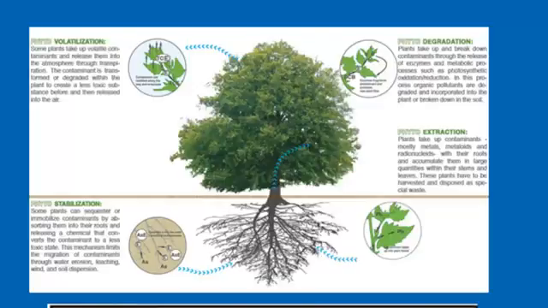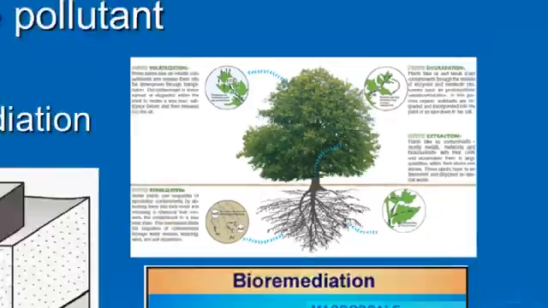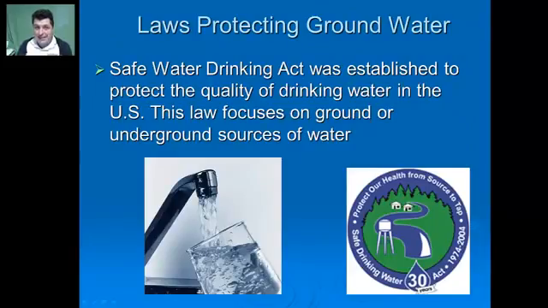Additionally, we might be able to employ the use of plants through the process of phytoremediation. Certain plants are able to sequester certain toxins into their system, and through their normal life processes, they're actually able to remediate that toxin and produce less harmful forms as well. Our groundwater in the United States is protected by certain laws. The Safe Drinking Water Act is the main law established to protect the quality of our drinking water in the United States. This law focuses on groundwater or other underground sources of water.